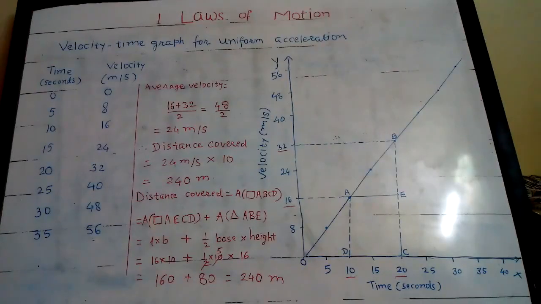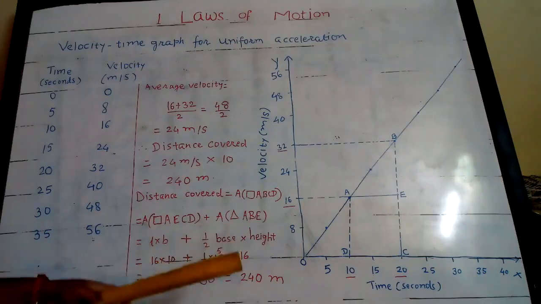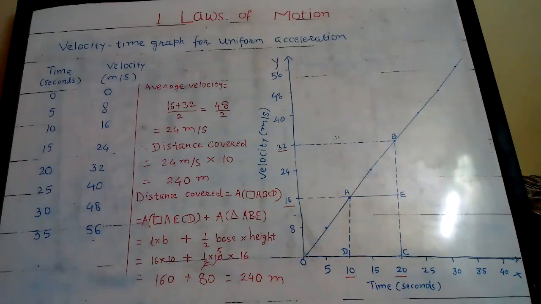See, on the x-axis we have taken time in seconds. How to write the scale, etc., I told you yesterday, and accordingly you have to plot the graph on your graph paper. And on the y-axis we have taken the velocity in meters per second: 8, 16, 24, 32, 40, 48 and 56, for each 5 seconds: 5, 10, 15, 20, 25, 30 and 35, 40, etc.